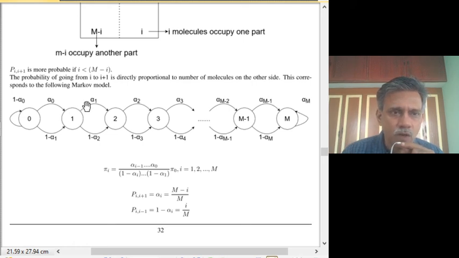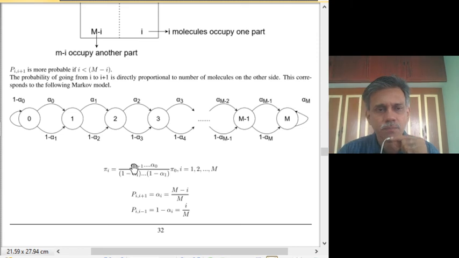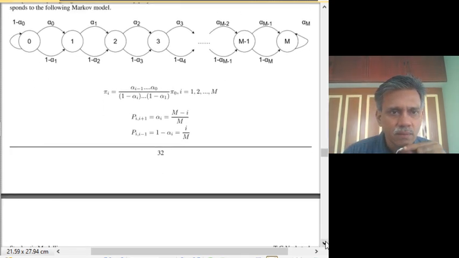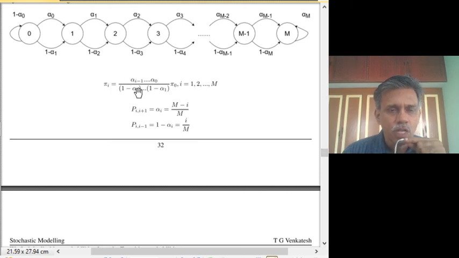So alpha 0 into alpha 1, alpha 2 to alpha I minus 1, that is what is in the numerator. And what is in the denominator? 1 minus alpha I, this factor, 1 minus alpha I minus 1, all the way up to 1 minus alpha 1. So that is how we have got this one. Okay, now you can plug it in.